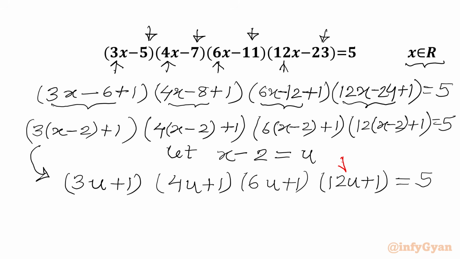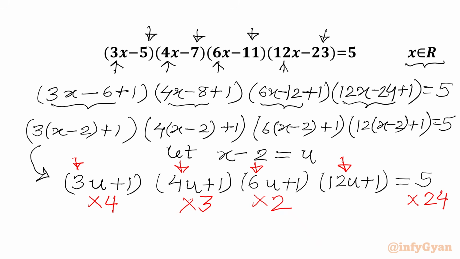Now we have coefficient 12. The coefficient of u is 12 here. Here we have 6, so I need to multiply this bracket by 2 to get the same coefficient. Here we have 4. We need to multiply this whole bracket by 3 to get the same coefficient. And similarly we have 3 here. We will multiply over here by 4. So on the right hand side we need to multiply by 4 times 3 times 2, which is 24.